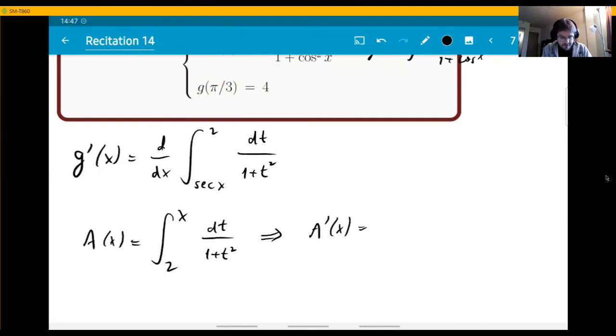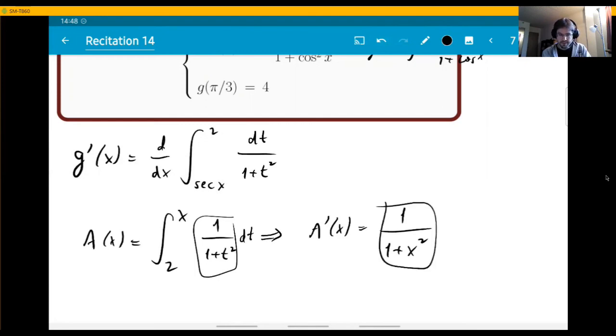If you have a function where downstairs is just a number and upstairs is just x, the derivative is the function inside of the integral, just calculated at that x. So 1 plus x squared. Remember that this dt upstairs is the same thing as 1 times dt. So you can really see this 1 over 1 plus t squared is the function being integrated. That's the function that we plug x into. So this was the fundamental theorem of calculus.